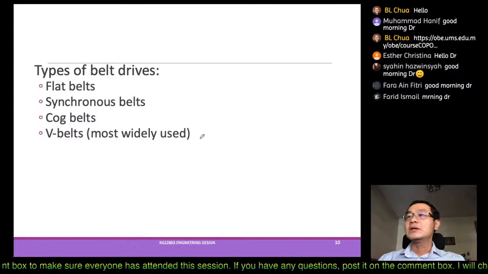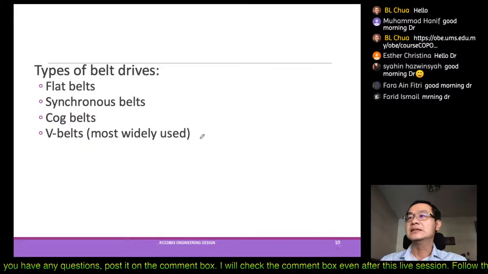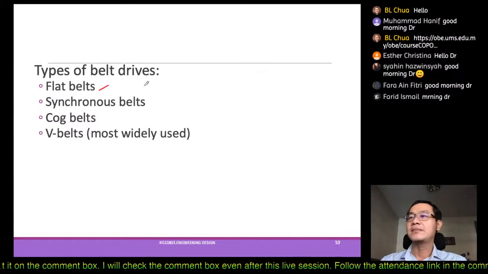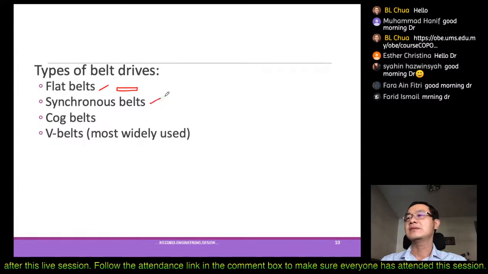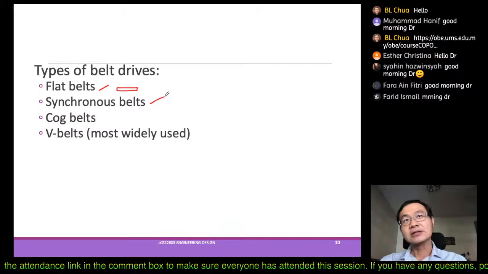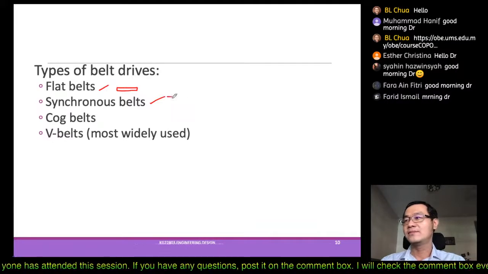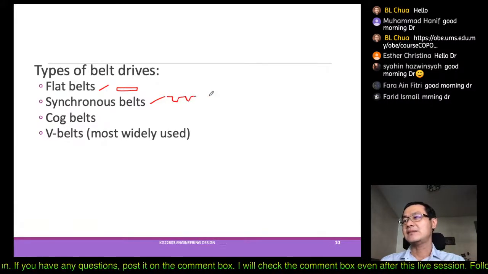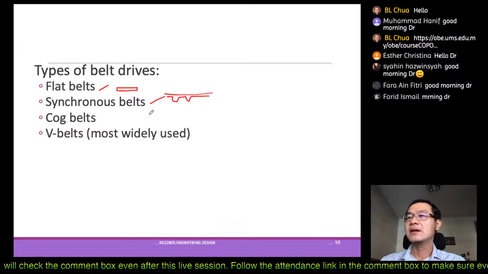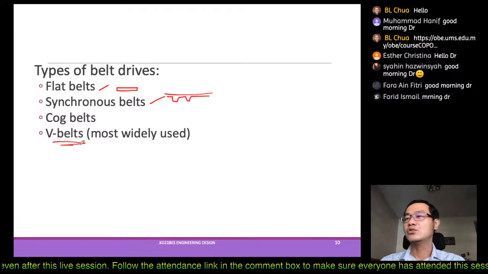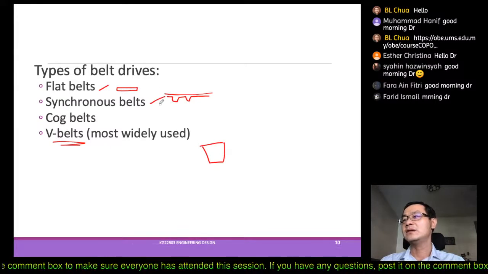So now again, we can say that for the belt drive, there are several types. They can have a flat belt type, the common one. Synchronous belt type, which in your car we may call by another name, the timing belt, with a gear type, but it is a belt. The cogged belt is something similar to the timing belt. And the most widely used is the V belt. Instead of a flat one, this is a V belt.